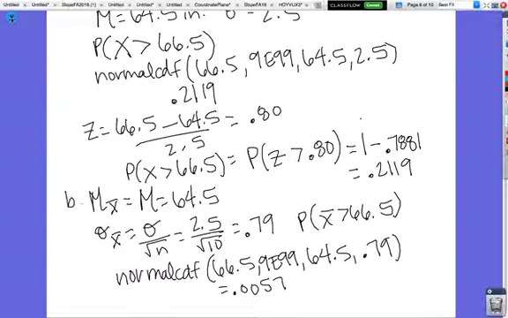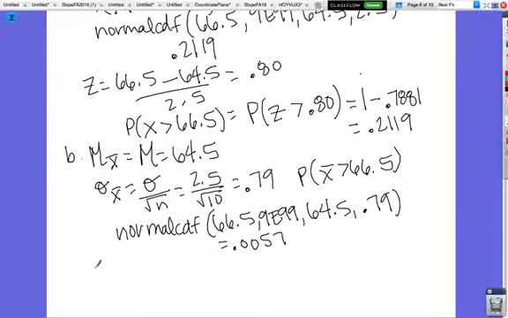Again, like I said before, it's always helpful to know how to do it using the Z table, or using a Z-score and using the standard normal table. So you would get 66.5 minus 64.5 over your standard deviation, which is 0.79. Whenever you work that out, you would get 2.53.